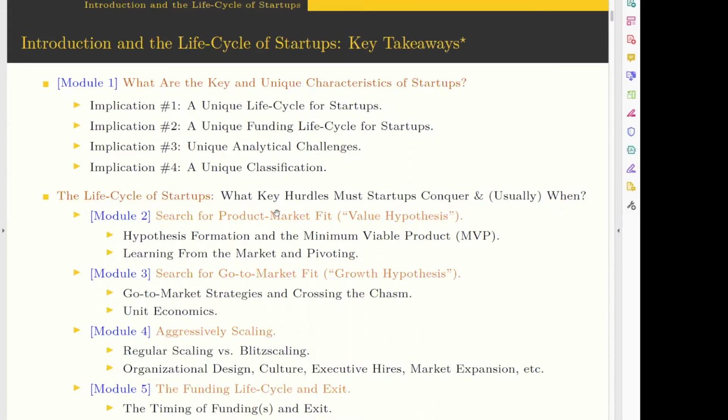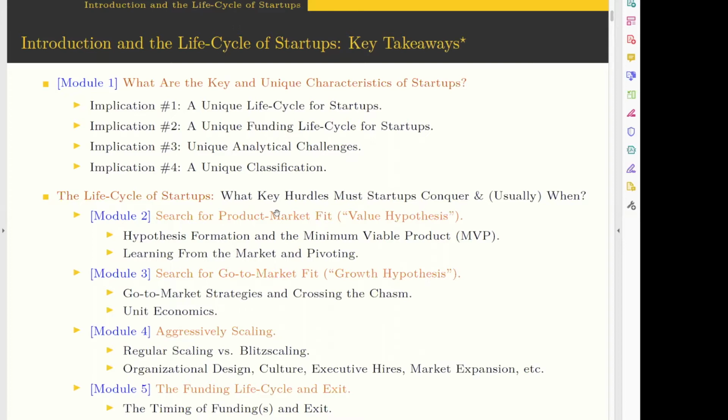Today's lecture, what we're going to talk about are a definition of startups, and given our specific definition of startups, what are some of the key and unique characteristics of startups and implications of that uniqueness. So given what's unique about startups, what becomes unique about their life cycle? What is unique about their funding life?